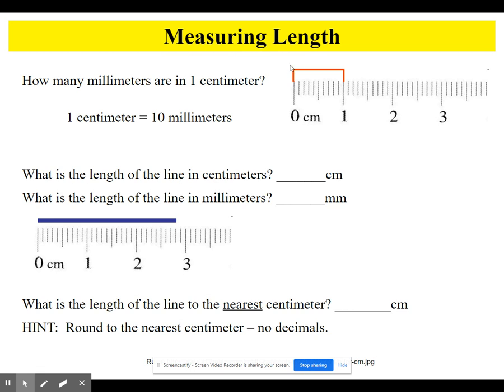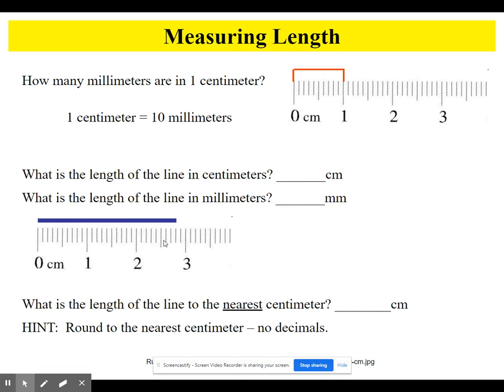So this is kind of the markings on the ruler. We see that there are 10 millimeters in a centimeter, right? It's 10 units smaller. Okay? So in this case, I'm not going to go over all these. The length of the line is 1.0 centimeters. The length of the line in millimeters is 10 millimeters. I count those little lines. What's the length of the line to the nearest centimeter? I've got 1, 2, and then 1, 2, 3, 4, 5. The longer line in the middle between the 2 centimeters is 5 millimeters.